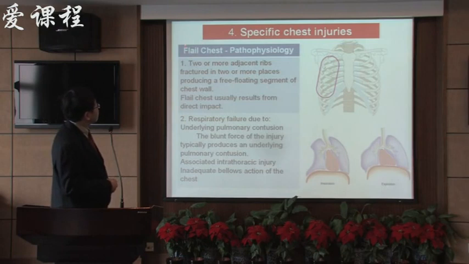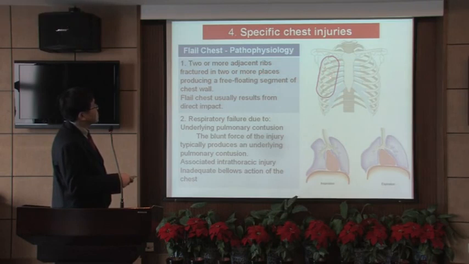What's the definition of flail chest? It's most important for us because it has severe results. It is 2 or more adjacent ribs fractured in 2 or more places, producing a free floating segment of the chest wall. So now we know it's not a single fracture or 2. We should know 2 or more adjacent ribs, fractured in 2 or more places. Flail chest usually results from direct impact.